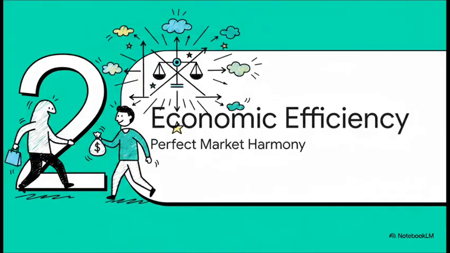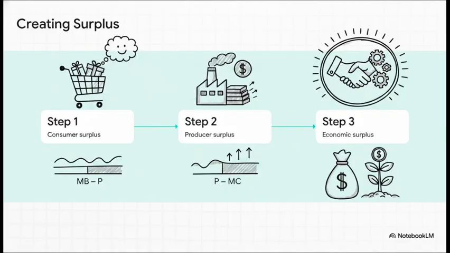Moving on to part 2, achieving economic efficiency, the perfect market harmony. Let's see what happens when our buyer and seller meet up naturally without any outside interference. Okay, so when a transaction clears naturally, it actually generates this kind of invisible profit that we call surplus. As the buyer, you capture consumer surplus. That's just the gap between what you were totally willing to pay and what you actually ended up paying. Nice, right? Meanwhile, the seller captures producer surplus, which is their profit margin sitting right above their cost. You add those two together and boom, you get total economic surplus. It's literally the creation of new wealth just from mutual agreement.